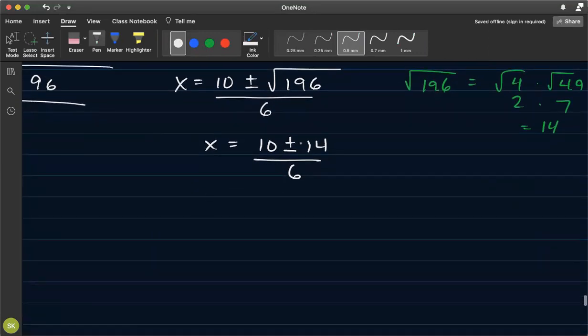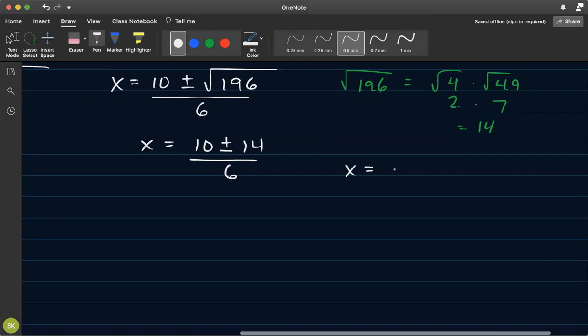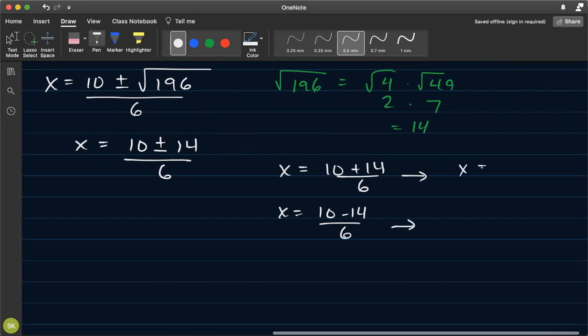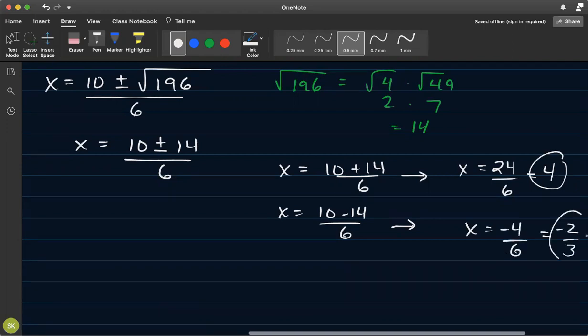What do we do now? Well, let's simplify this because we've gotten rid of the square root. We get that x is equal to 10 plus 14 over 6, and x is equal to 10 minus 14 over 6, which tells me that x is 24 over 6, which is 4, and x is equal to negative 4 over 6, which is negative 2 over 3. I found the x values.